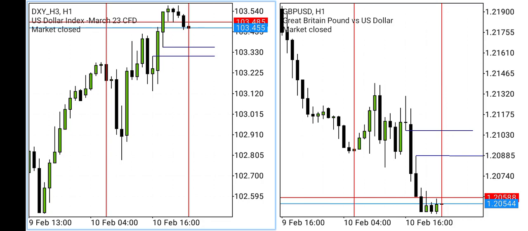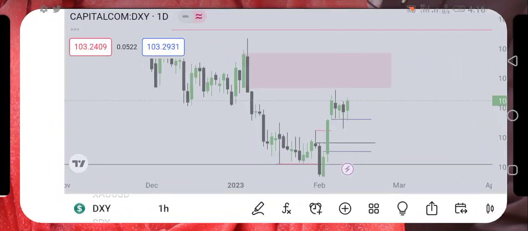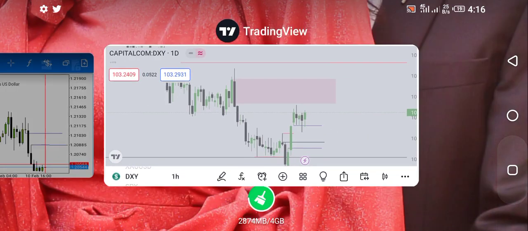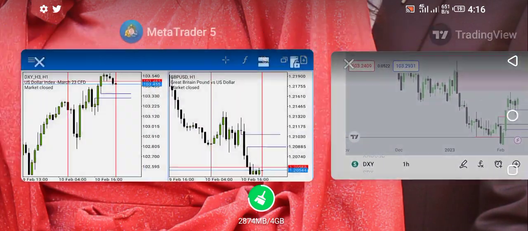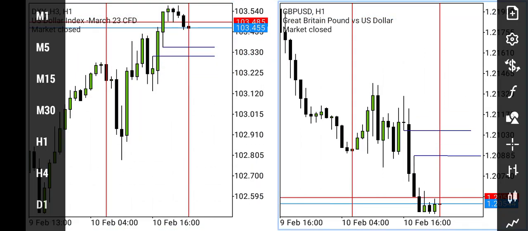And I already showed you on the monthly of the dollar index, it's not fully loaded, how it took out sell side liquidity here, then it entered into the fair value gap, and I'm expecting it to expand higher. So what does that mean? I'm also expecting GBPUSD to drop further.